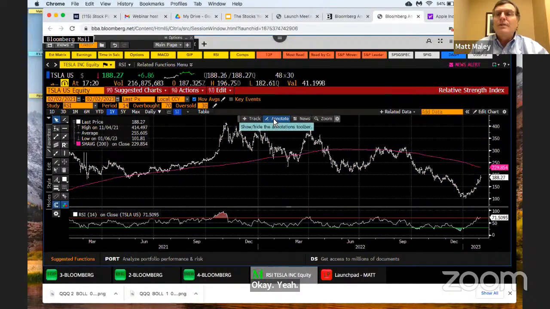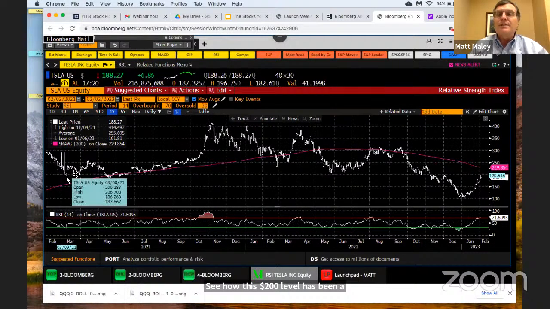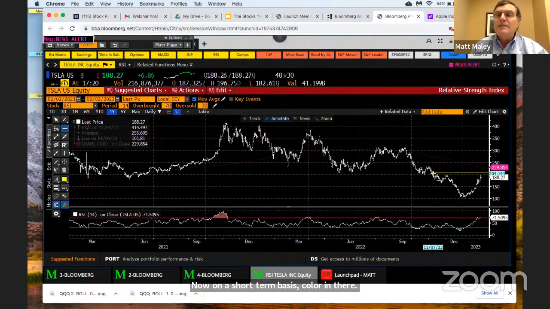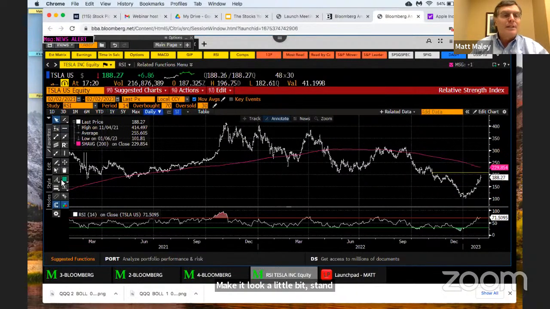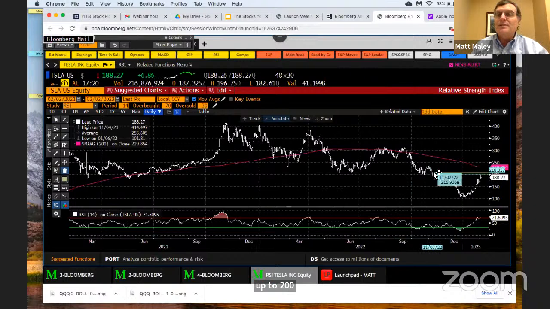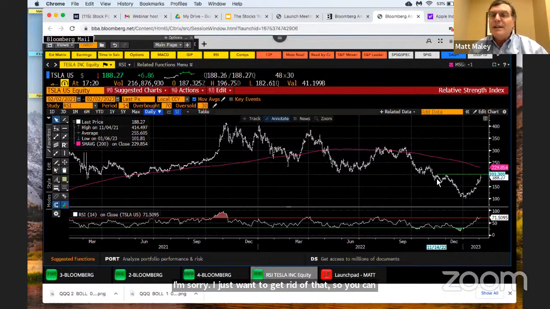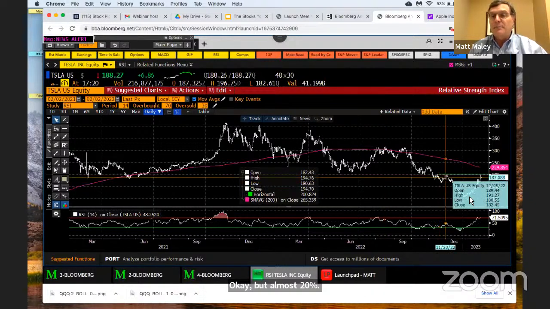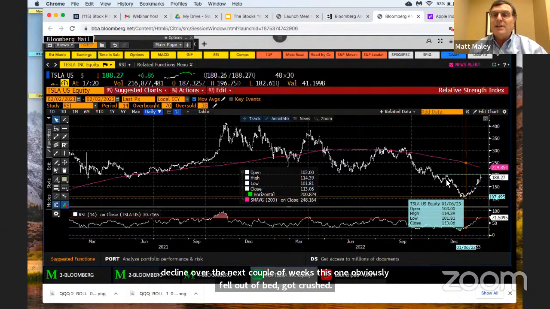See how this $200 level has been a key level for the stock. Now, on a short-term basis, let's just draw a line and put a little color in there to make it stand out. You can see how it got right up to that level, right up to 200. I just want to get rid of that so you can see what I'm doing. See how in November, it got right up to that 200 level and failed. You say, well, that's not much of a sell-off. Well, actually, the stock went from 200 down almost 20%, about 15%. That's a decent-sized decline over the next couple of weeks. This one obviously fell out of bed, got crushed. It fell 50%.